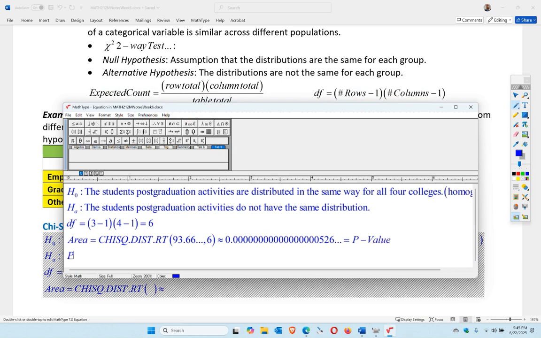So obviously the p-value is way less than alpha, no matter what alpha is. Again, it didn't specify, so we're going to use the Fisher rule, which is 0.05. So we're going to reject the null hypothesis.